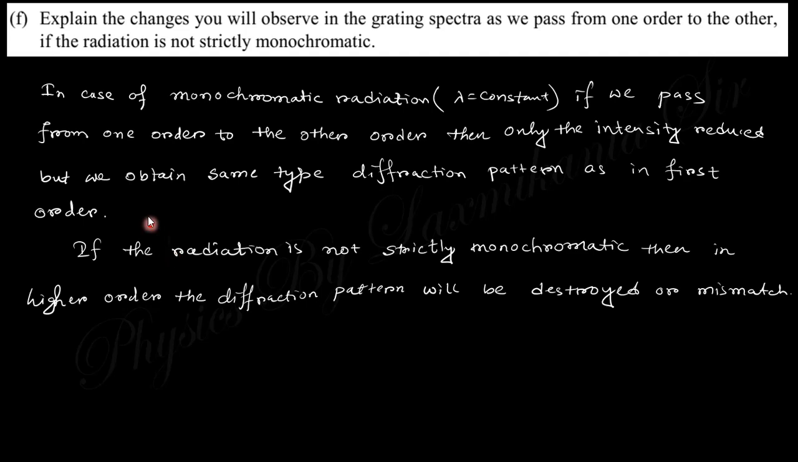Okay, next one. Explain the changes you will observe in the grating spectra as we pass from one order to another if the radiation is not strictly monochromatic. If it is monochromatic, the diffraction pattern will have a first order, and then it reduces for the second order, third order, etc. But if it is not strictly monochromatic, then the order of the diffraction pattern will be destroyed and the orders will mismatch each other. So with monochromatic light there are well-defined first, second and third orders that decay continuously as the order increases, but here there will be a mismatch.